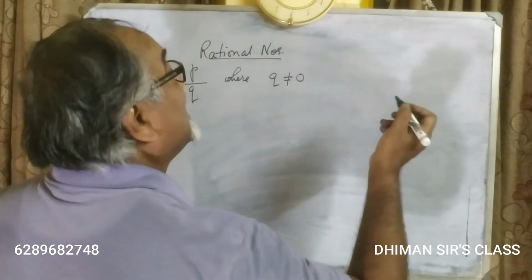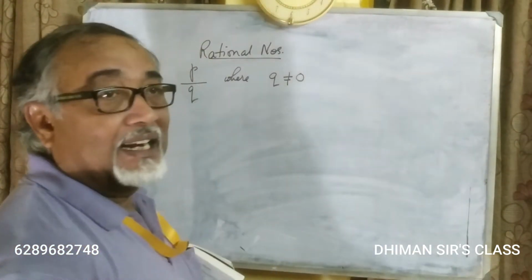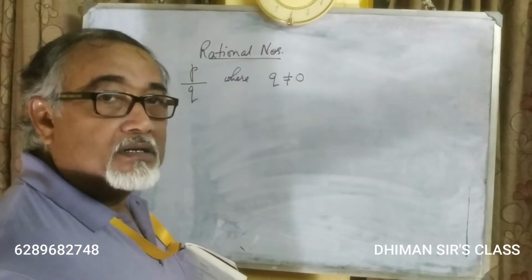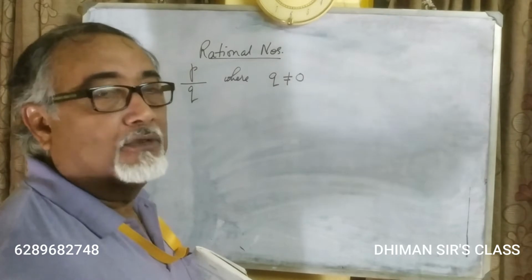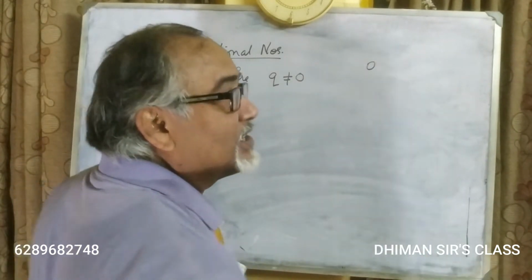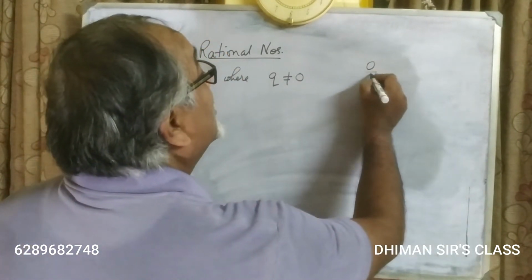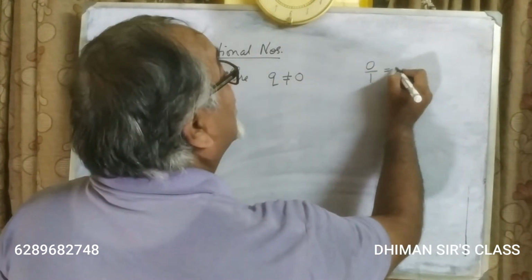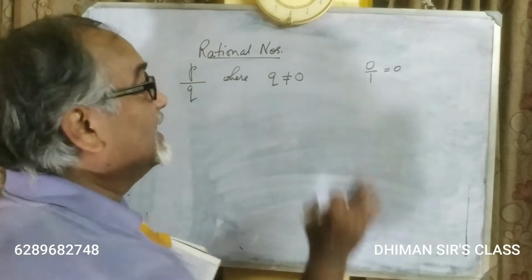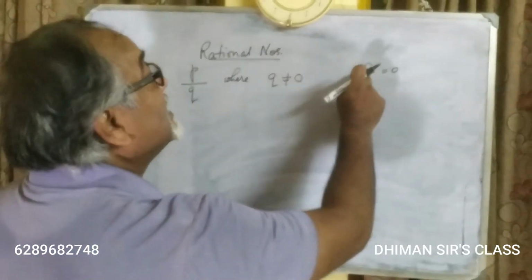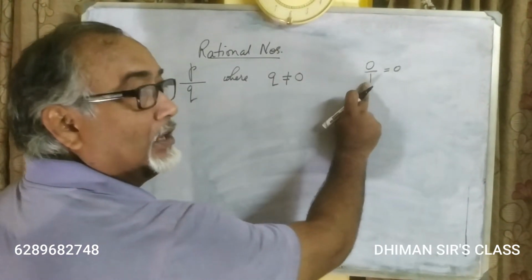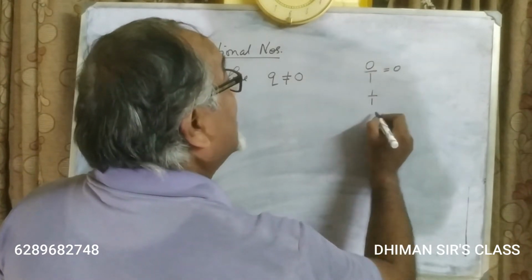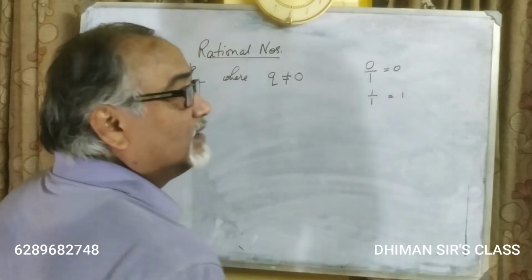Why? Because every integer, every natural number, is also a rational number. Even every whole number, I would say, even 0 is also a rational number. Why? Because we can write 0 by 1, and 0 by 1 is equal to, of course, 0. Whatever it is, it is a rational number because it is in p by q form and q is not equal to 0. And like this, 1 by 1 is equal to 1.